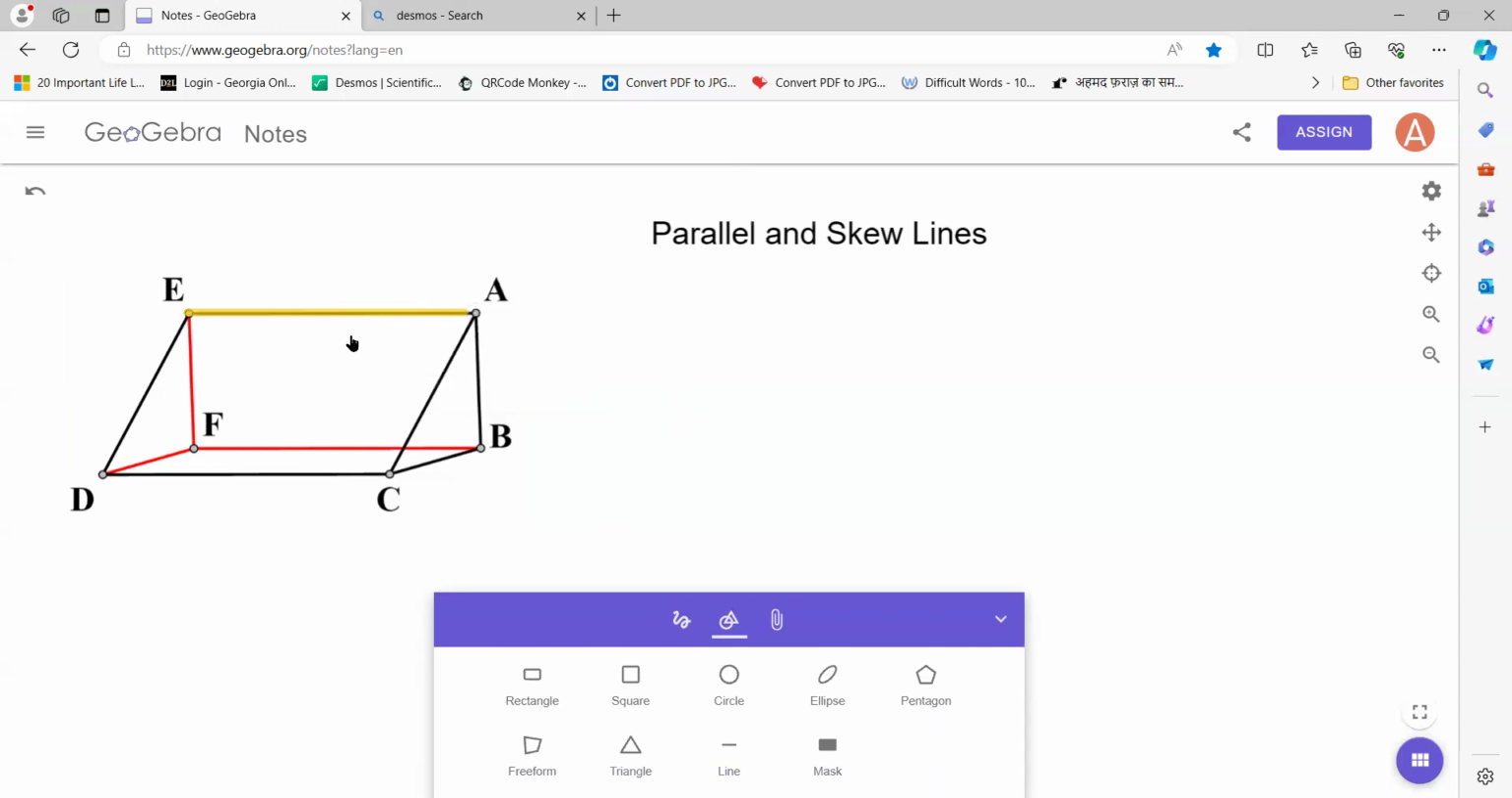This line, all right, and this line. AE and DF are skew because they are not on the same plane, and if you extend them in both directions, they'll never meet. How do we know they're not on the same plane? Because AE and DF cannot contain a flat surface. Imagine you're moving a flat sheet of paper that's going through both AE and DF. Okay? All right, I hope that helps.